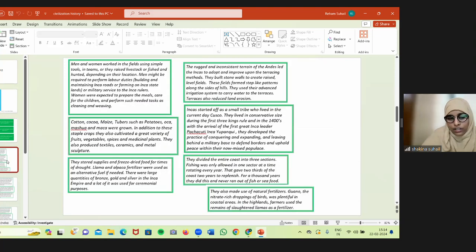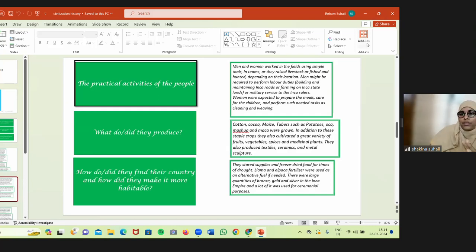So I have some answers here as well. Try matching them just for your basic understanding as to how you will be doing this. And then we'll get to see the other questions. I have a few answers here. So what did they produce? Can you read from the answers and see if anything matches? Sometimes you might have answers that match more than one question. Cotton, cocoa, maize, cables.